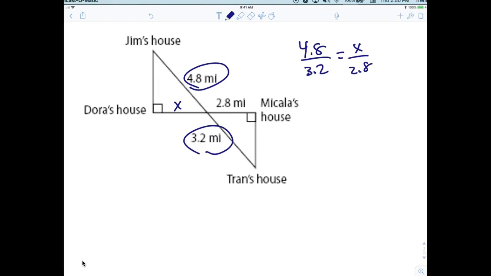So we would just say, on your calculator, 4.8 times 2.8 divided by 3.2. And what was that answer again? How much? 4.2. So I'm pretty happy. All right.